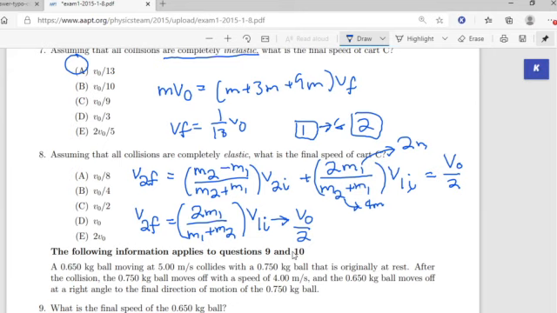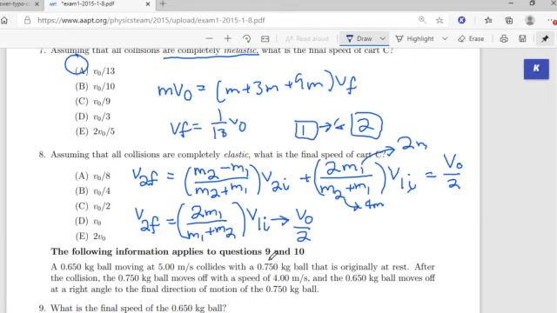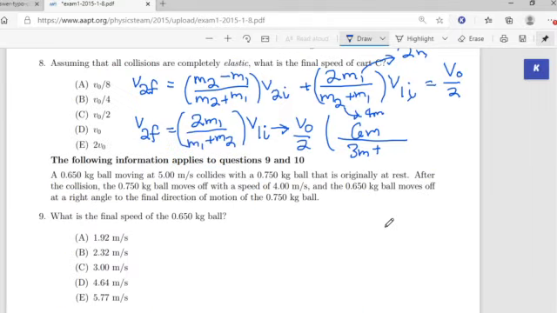Okay, and we can plug in the masses into here. So the mass of cart B is 3m. So for the numerator we have 6m. And then the mass of cart B is, yeah, said 3m already. And the mass of cart C is 9m. So we get 1/2 again, so we should get V naught over 4.